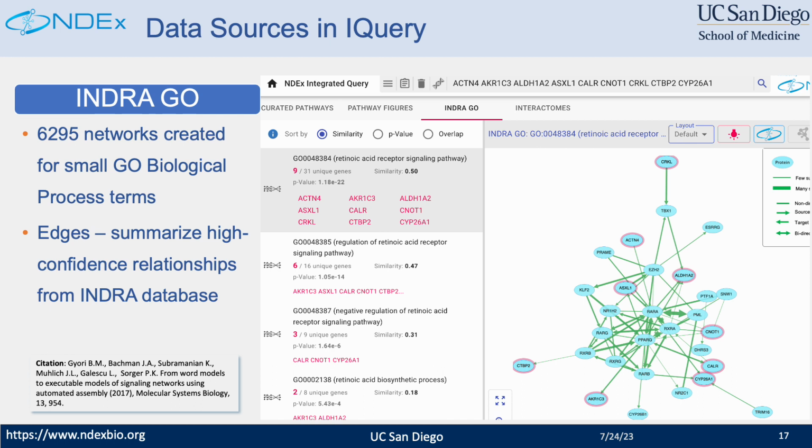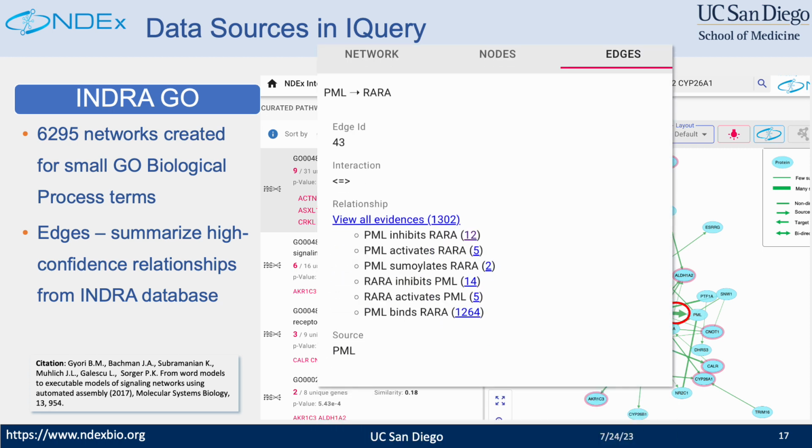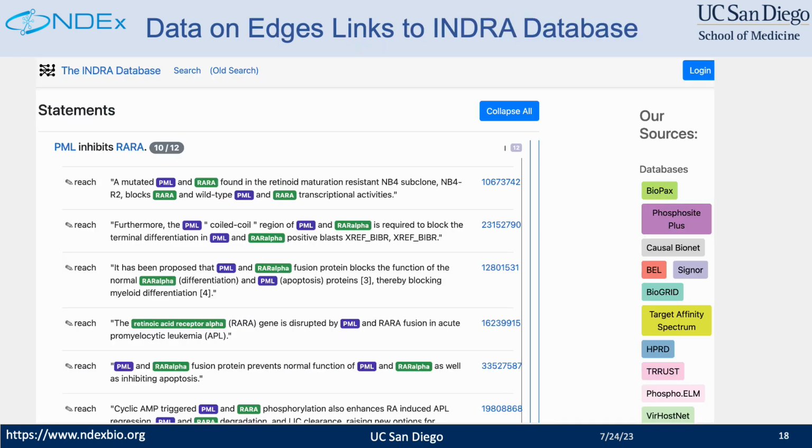From the UI, the user can click an edge. The pop-up window will display a list of relationships INDRA found between these two gene nodes. The user can click on any of the evidence links. The iQuery application will redirect that user to the INDRA website. This is an example of an INDRA page. From here, the user can further investigate the relationships between those two genes.